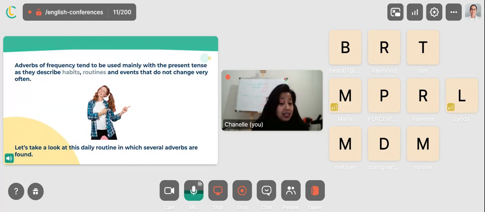Adverbs of frequency tend to be used mainly with the present tense as they describe habits, routines, and events that do not change very often. Let's take a look at this daily routine in which several adverbs are found.